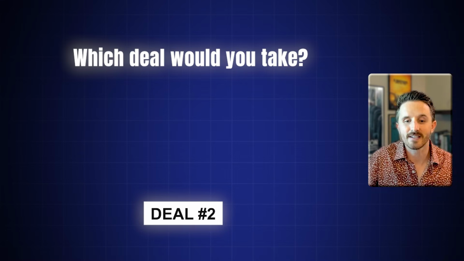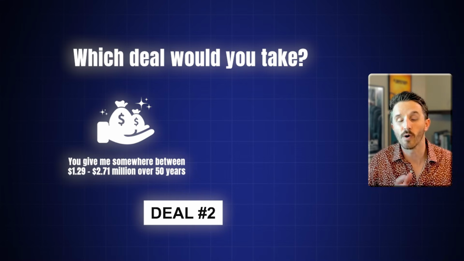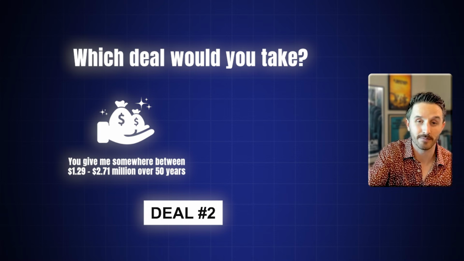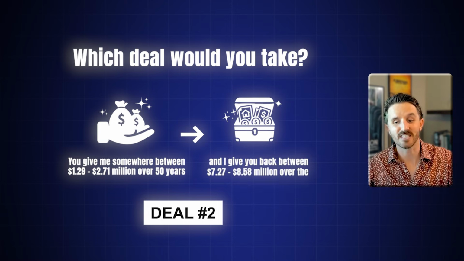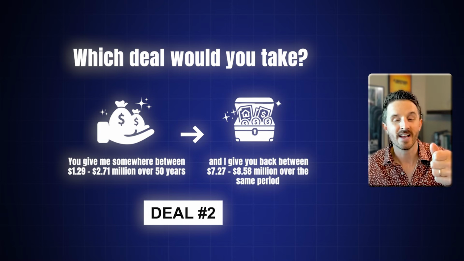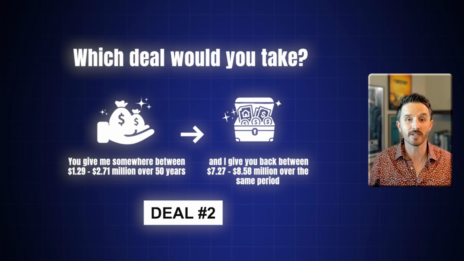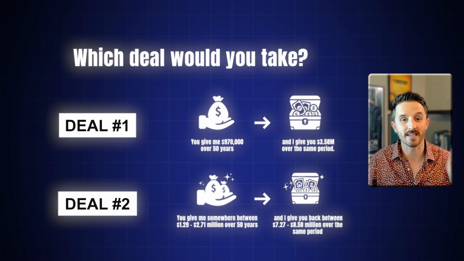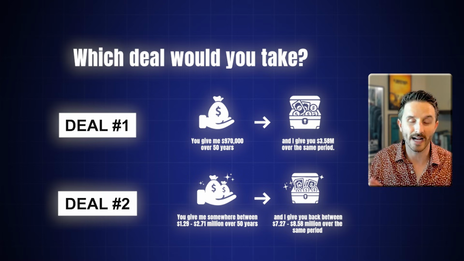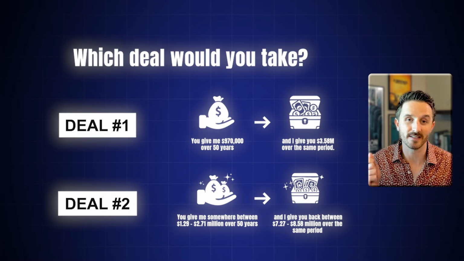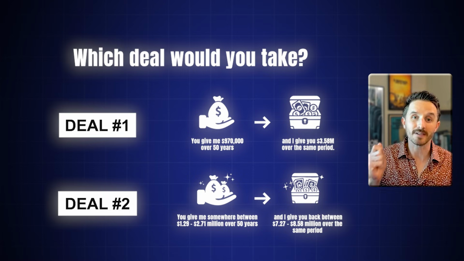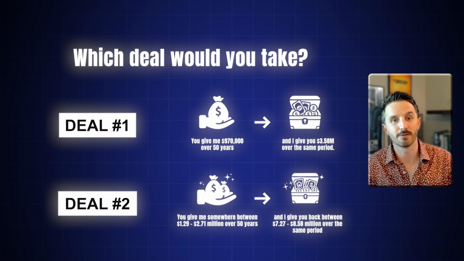So would you like to give me $970,000 and then me to give you back $3.5 million? Or would you like to give me somewhere between 1.29 to 2.71 million? So you give me that much and I hand you back somewhere between 7.27 and 8.58 million over the same time period. Because that's essentially what this all boils down to: yes, when you use whole life as a vehicle, as a liquid savings tool, you're going to end up giving more money than you would otherwise if it was in a high yield savings account.